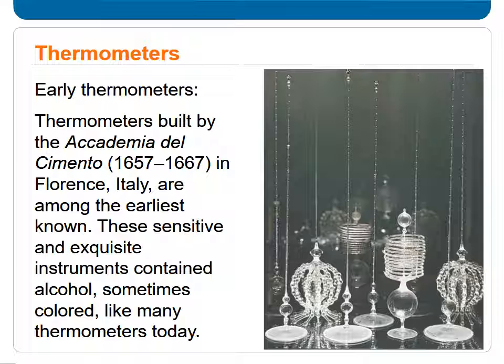These are some of the earliest thermometers built by the Accademia del Cimento, 1657–1667, in Florence, Italy. These sensitive and exquisite instruments contained alcohol, sometimes colored, like many thermometers today. A reading of temperature occurs when the thermometer and the object reach thermal equilibrium, which means they have the same average kinetic energy per particle. As the liquid, mercury or colored alcohol, is heated, it expands and rises up the narrow tube. As the liquid in the thermometer cools, it contracts and the level drops.